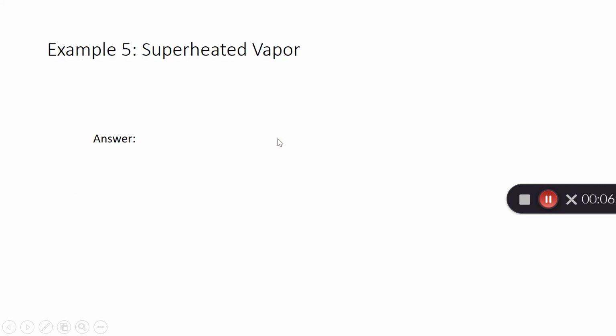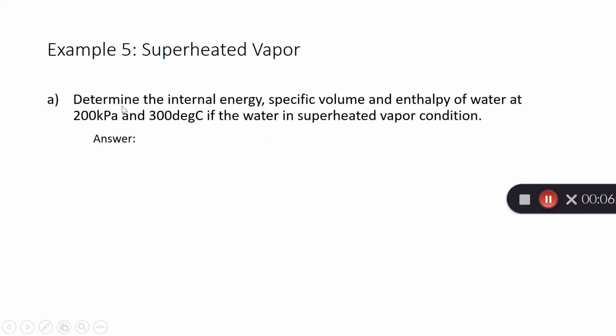So let's do one example. Determine the internal energy, specific volume, and enthalpy of water at 200 kPa and 300 degrees if the water is in superheated vapor condition. Okay, we know that this is superheated vapor because it's stated here. So therefore, we go to table A6.